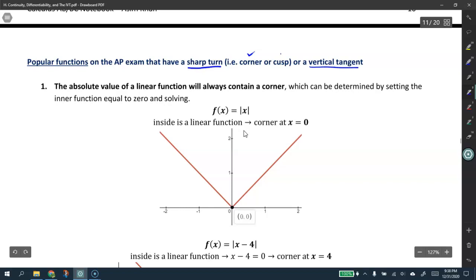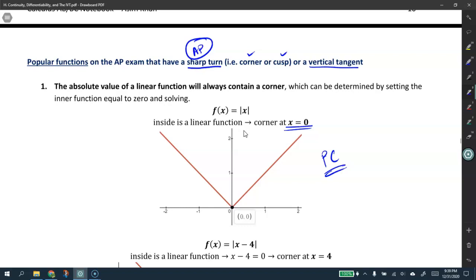So a corner or a cusp is also called a sharp turn. Actually, you can use this on the AP and they'll be okay with you calling it a sharp turn as far as corners or cusps are concerned. So let's talk about number 1 here. Just very quickly, the function f of x is equal to the absolute value of x. Now, this is something that we learned in pre-calculus, all right? And everybody knows that this is the absolute value family. And in calculus, you realize that the absolute value family at x equals 0 is not differentiable because it's got a corner there or a sharp turn there.